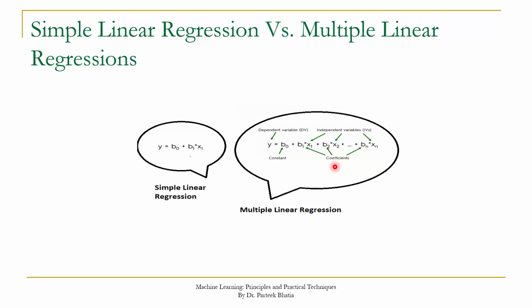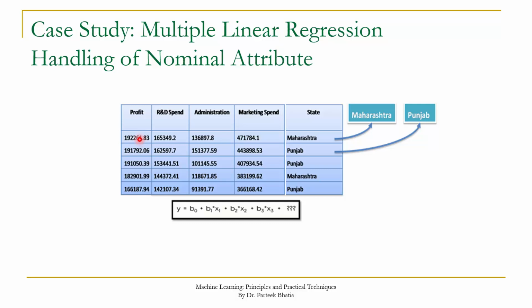Now let us apply this equation over the given data set. Here we have profit, which will act as y, R&D spend will act as x1, administration expenses will act as x2, marketing spend will act as x3, and of course state will be our x4. The value of y is dependent on all these input attributes. So y equal to b0, which is the constant, plus b1 x1 plus b2 x2 plus b3 x3. Similarly, it will be b4 x4.